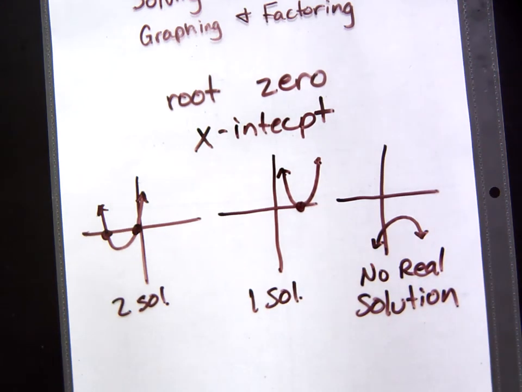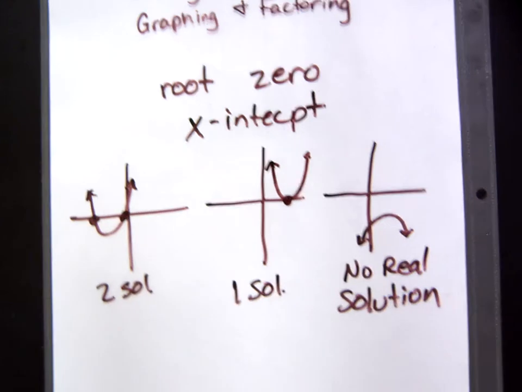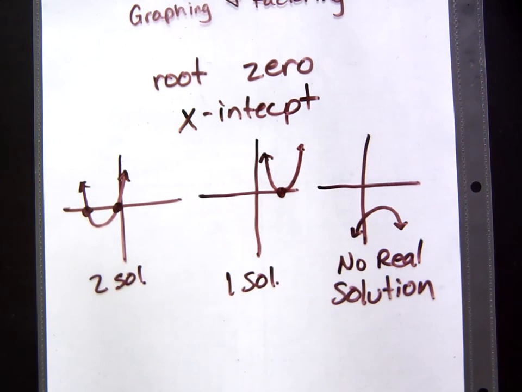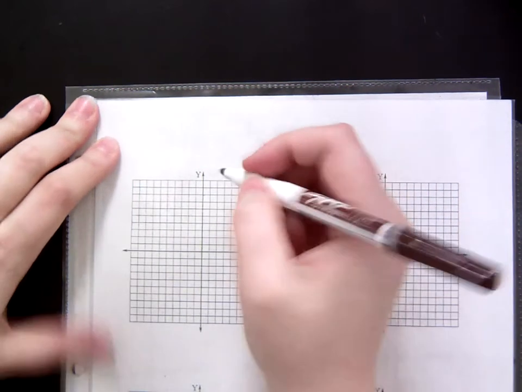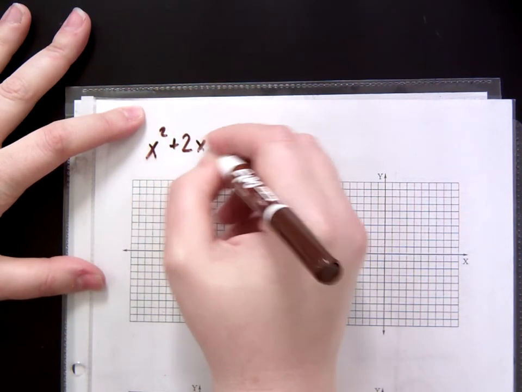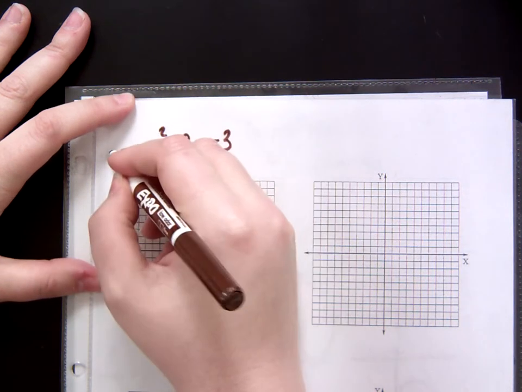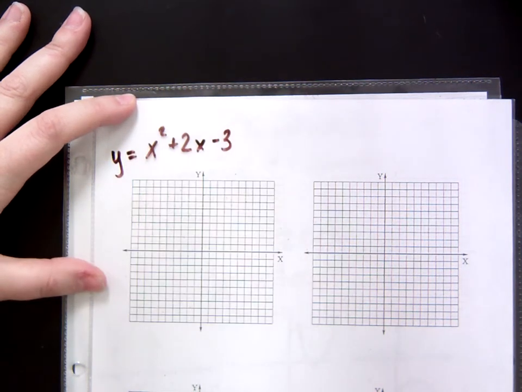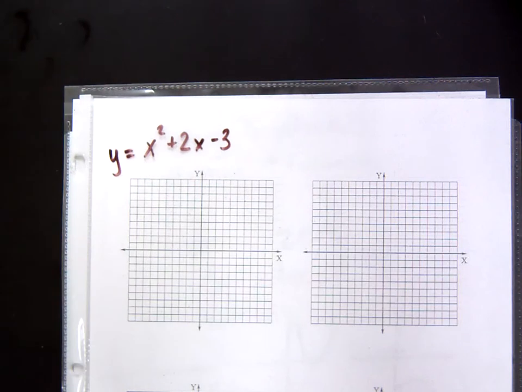Now, solving quadratics by graphing is pretty simple. Basically, just graph the quadratic and look to see where it crosses the x-axis. So, for instance, let's take x squared plus 2x minus 3. So you want to graph it.